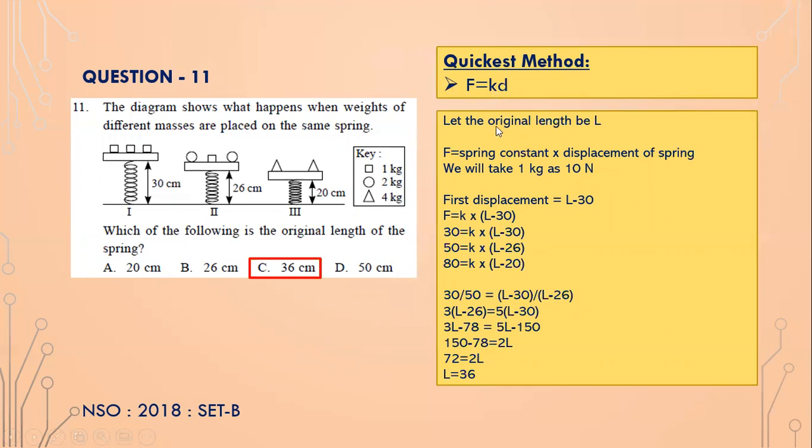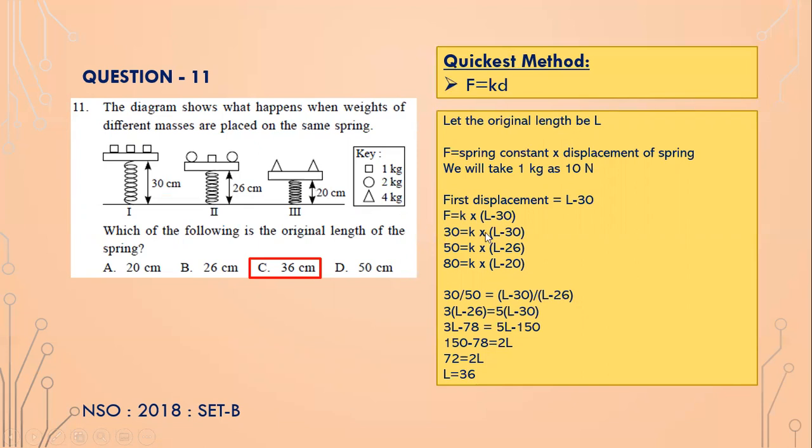Here let the original length of the spring be L. When you keep 3 kg, which is 30 newtons, with a spring constant K, the displacement is L minus 30, because the spring is compressed. So displacement is original minus this length. So 30 is equal to K into L minus 30. Similarly, 50 is equal to K into L minus 26. And here similarly 80 is equal to K into L minus 20.